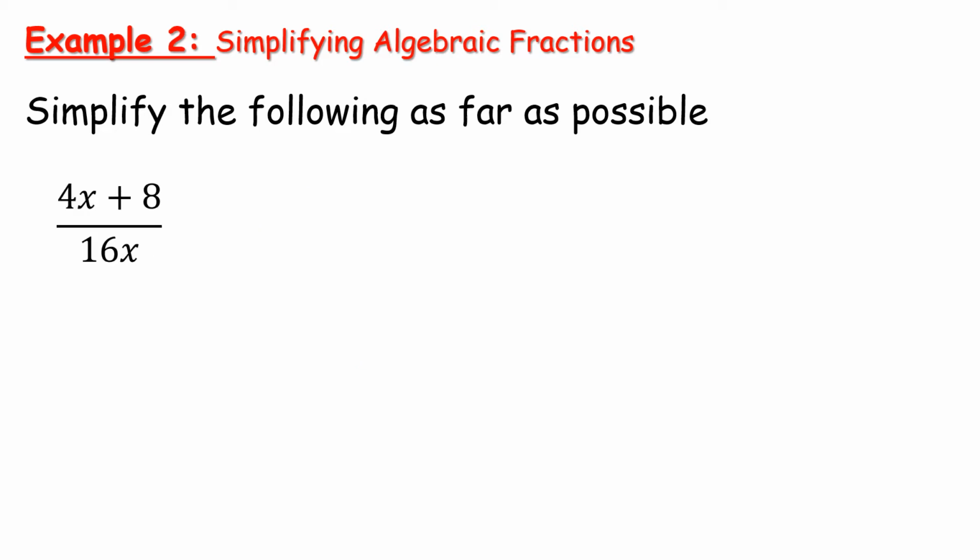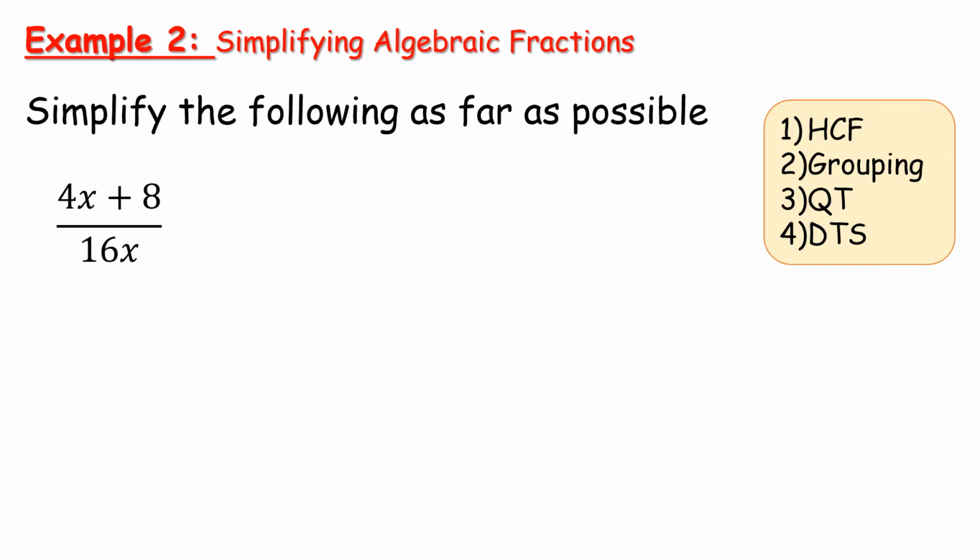So let's take a look here. What if we have a more complex algebra fraction? I have 4x plus 8 all over 16x. This is not as straightforward, so we're going to have to figure out how we can factorize the top line. To help us, I've given us our 4 types of factorization. We have highest common factor, grouping, quadratic trinomial, and difference of two squares. These techniques are only used when we have 2 or more terms.